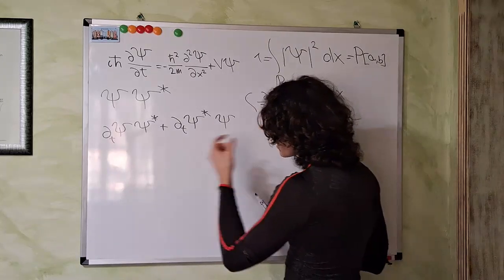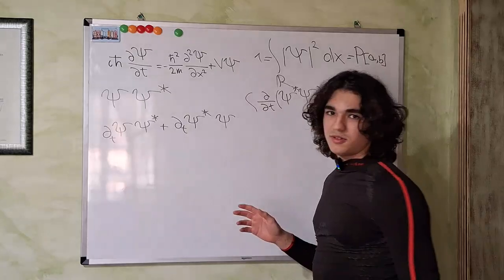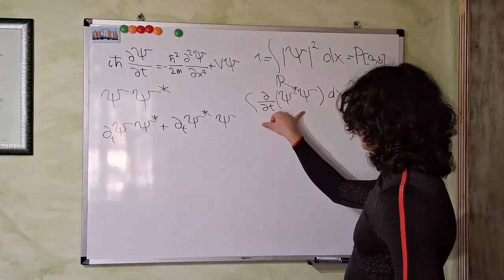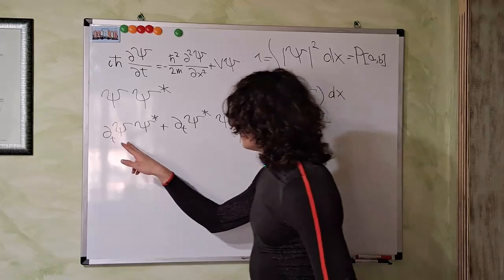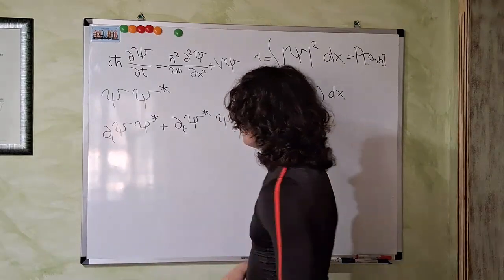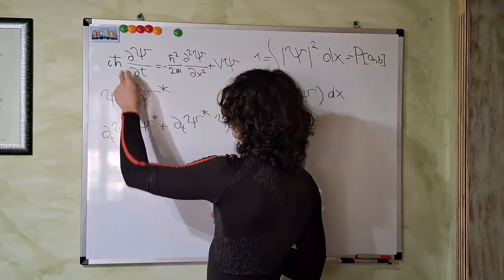Now, these are the wave functions. I'm not writing the integral. We'll just write what's inside the integral. And here we have the spatial derivative. Well, we can figure out what the time derivative is from the Schrödinger equation.